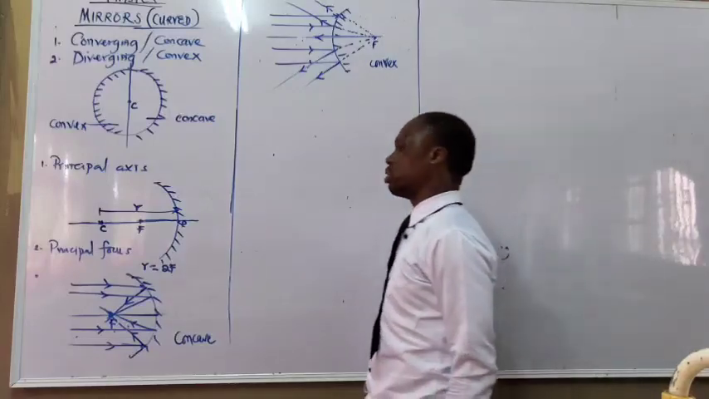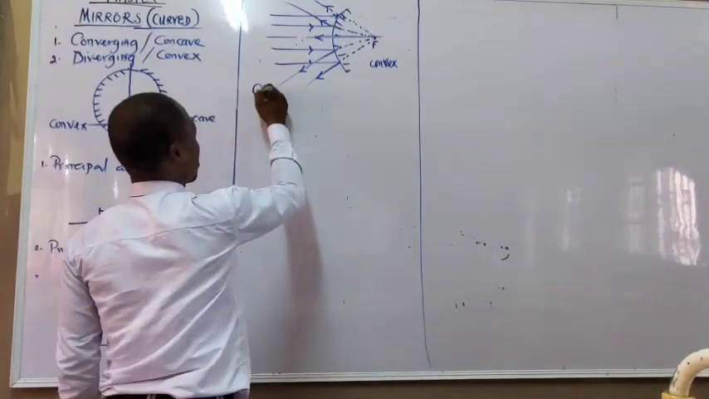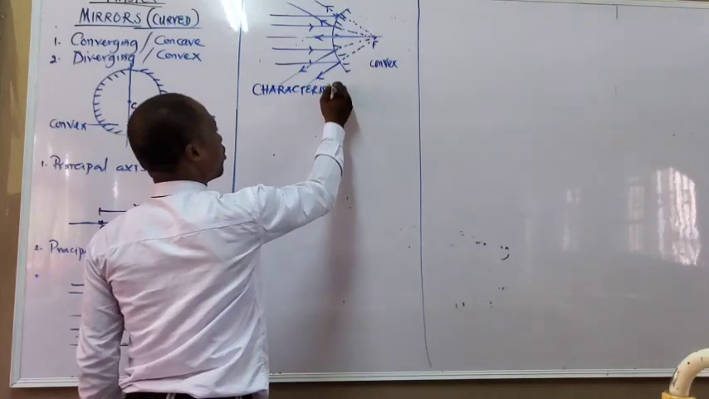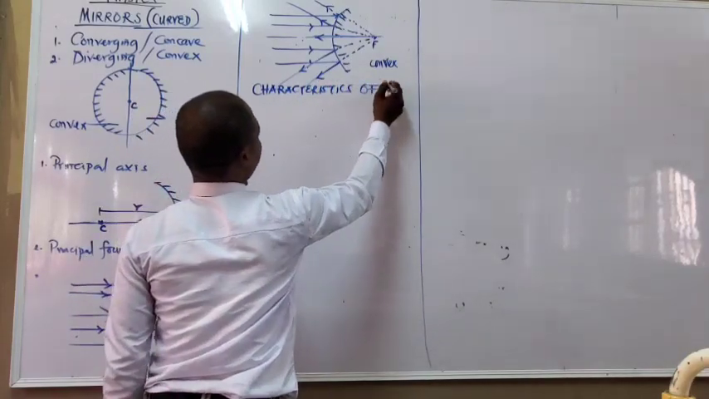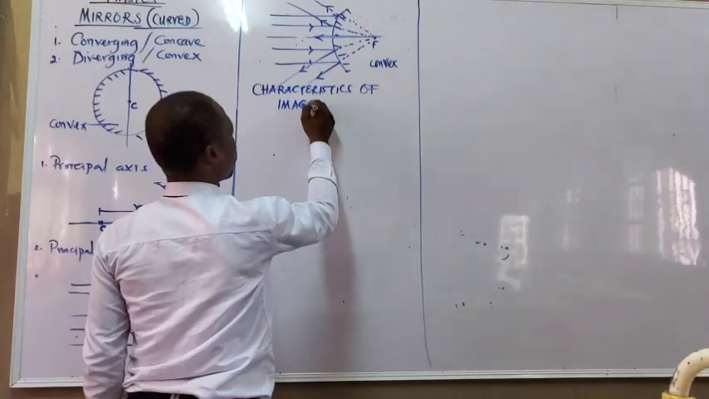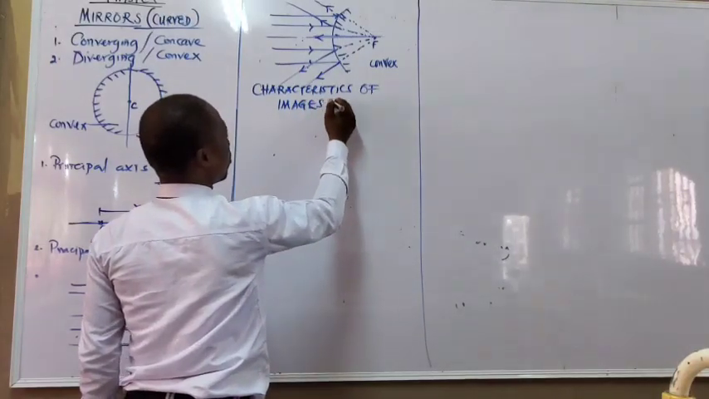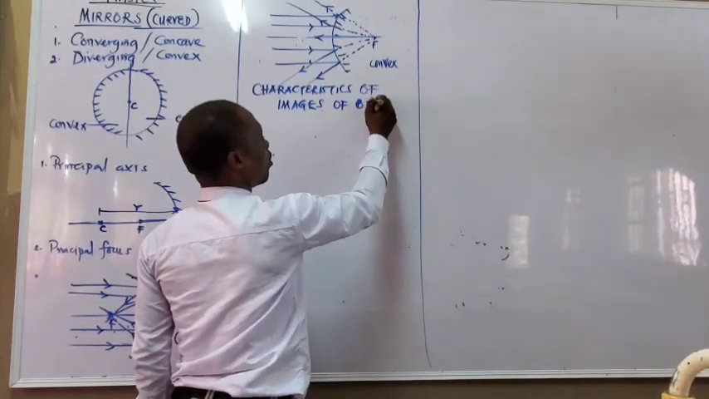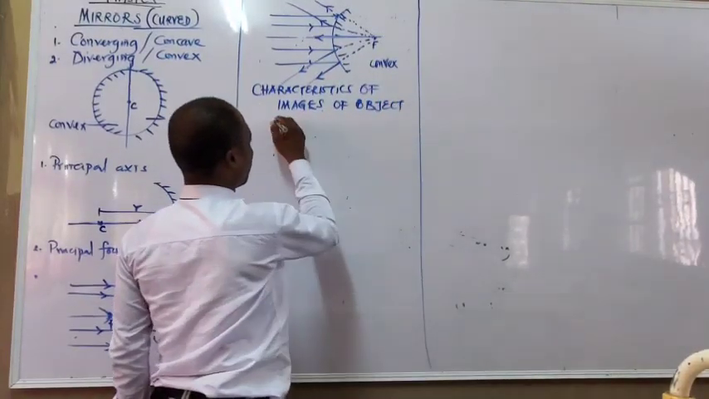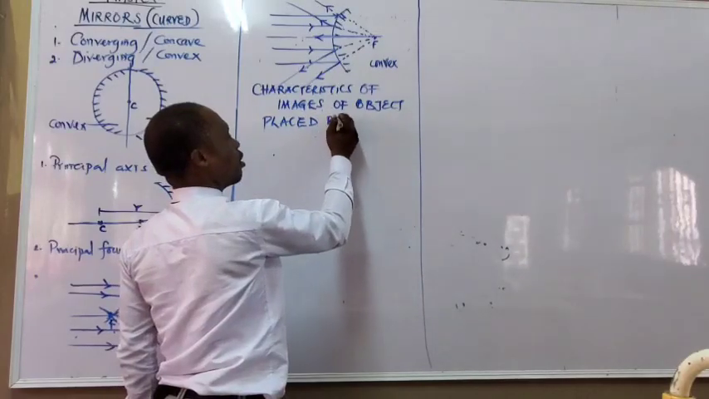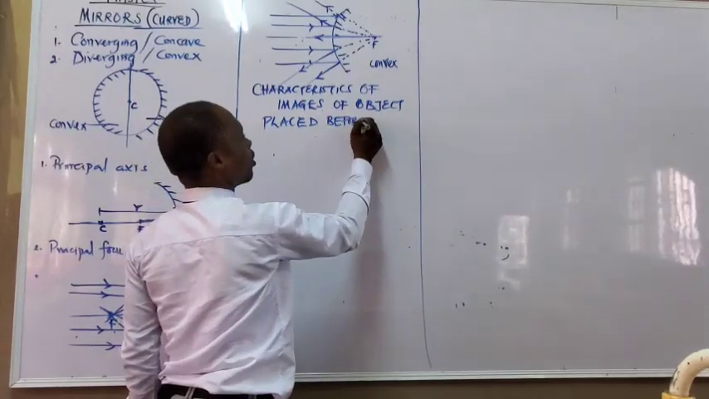Then we need to know the characteristics of images of objects placed before a mirror.